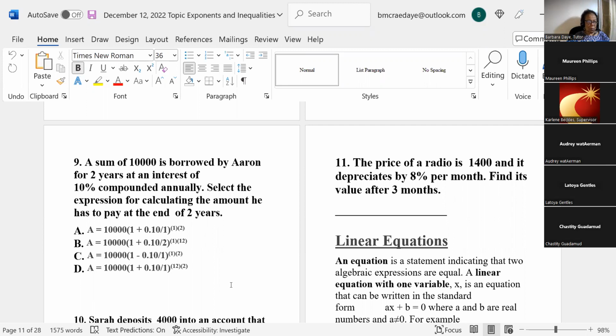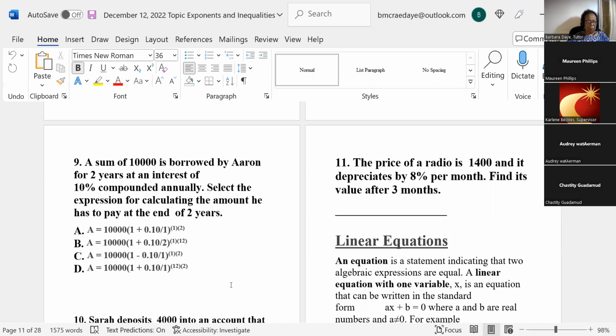A sum of $10,000 is borrowed by Aaron for 2 years at an interest of 10% compounded annually. Select the expression for calculating the amount he has to pay at the end of 2 years.